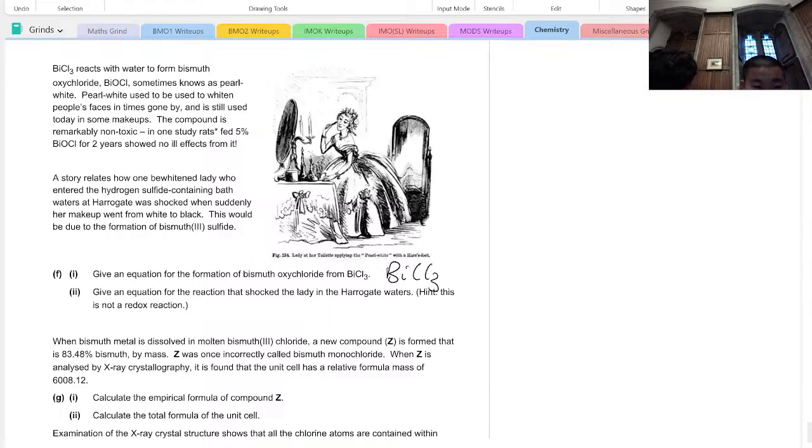BiCl3 reacts with water to go to BiOCl plus 2HCl.